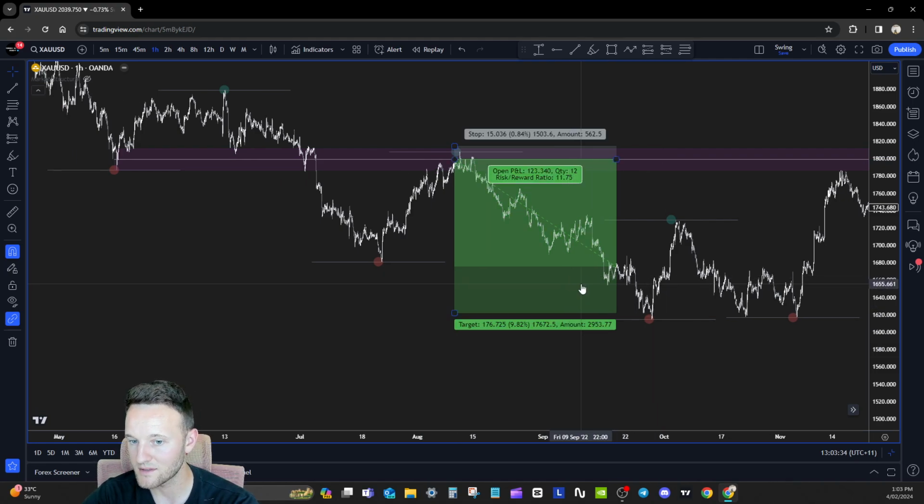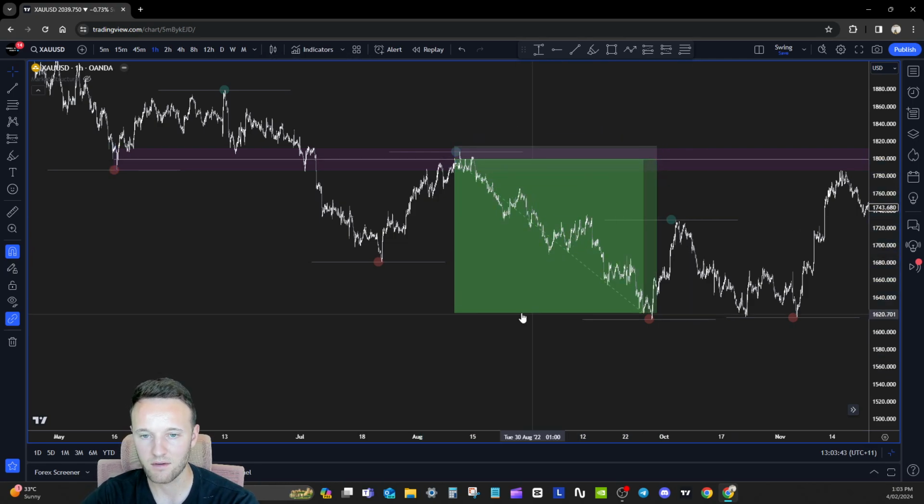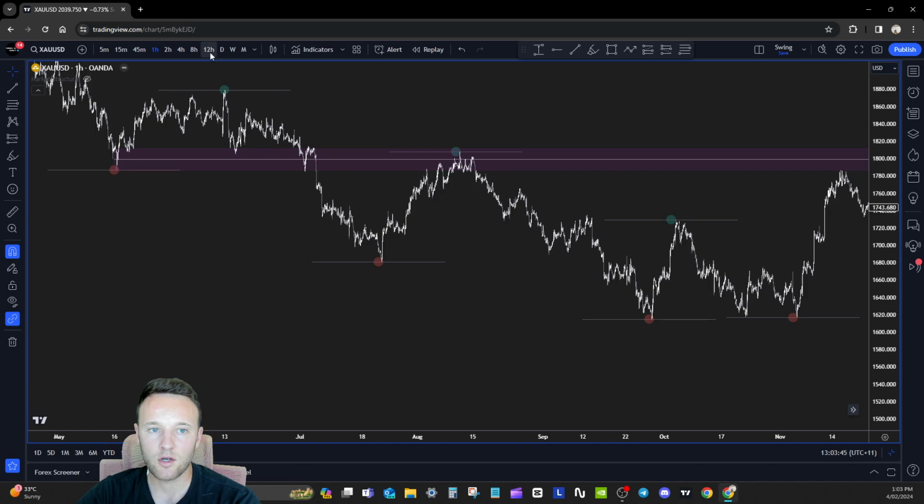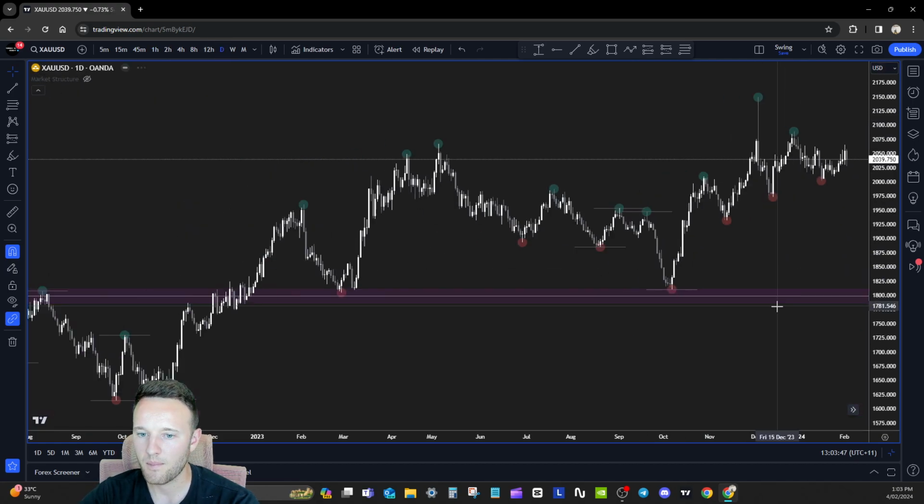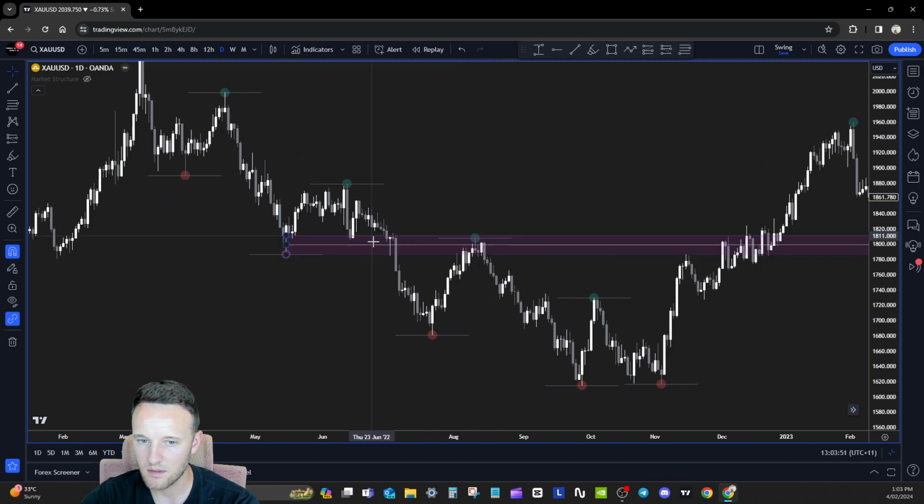Over like 1,700, 1,767 pips. This trade would have gotten you in total potentially, right? Let's go back to the daily and let's keep going. Let's have a look for some more. So this was the trade right here, the break and retest.